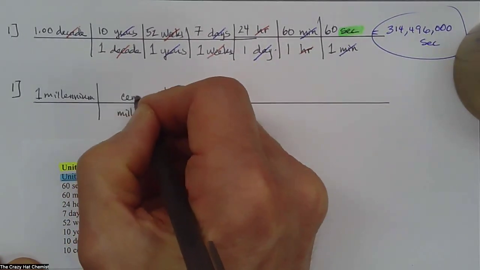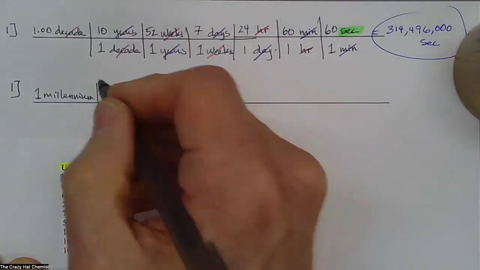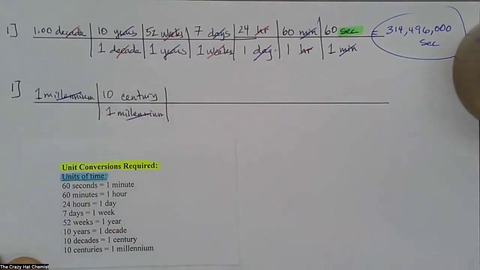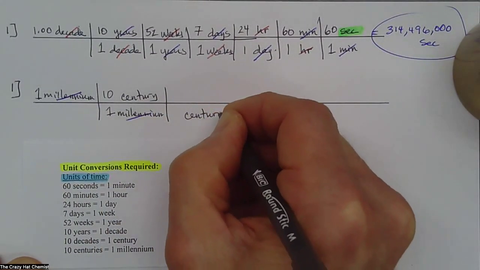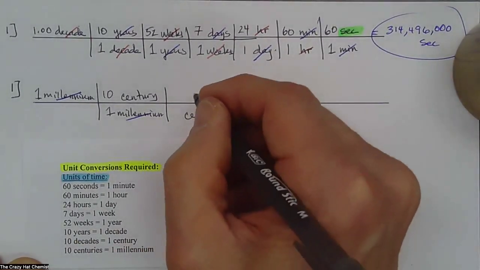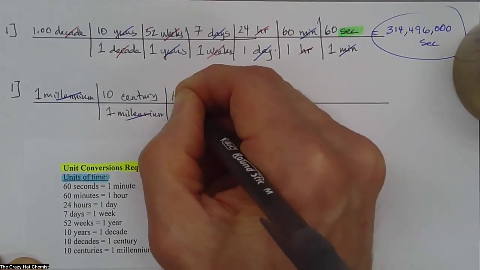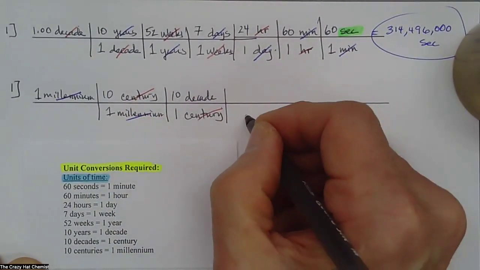1 millennium is equal to a century. So I'm going to have 1 millennium is equal to 10 centuries. We should see that the millennium units cancel out. Then centuries needs to be in the denominator here, a vertical stop. 1 century is equal to 10 decades. So 1 century, 10 decades. Okay, and then the centuries will cancel out, and then we are going to have decades.